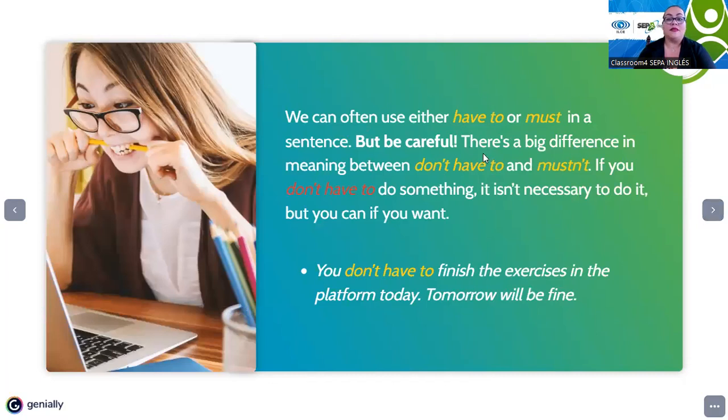Then, we can often use either have to or must in a sentence, but be careful. There's a big difference in meaning between don't have to and mustn't in negative, okay? If you don't have to do something, it isn't necessary to do it, but you can if you want. You don't have to finish the exercises in the platform today, tomorrow will be fine.